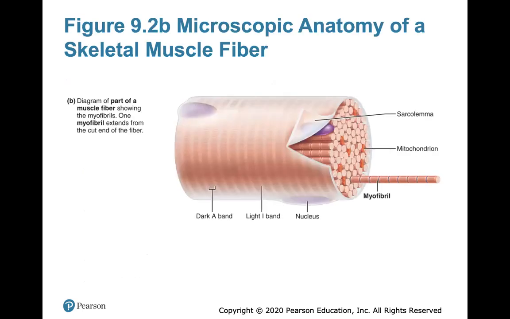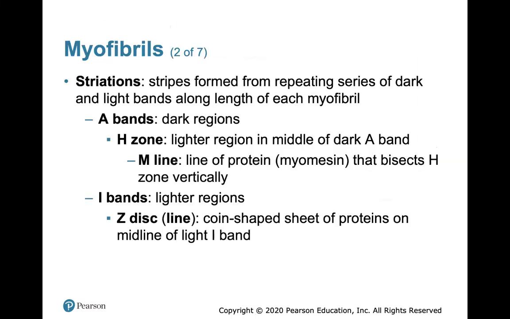So here's a look at a diagram of a part of a muscle fiber showing the myofibrils. One myofibril extends from the cut end of the fiber, as you can see there. You can see the dark and light striations. The nucleus will always be on the periphery, and you'll see there's tons of mitochondria packed within the muscle fiber to help with ATP.